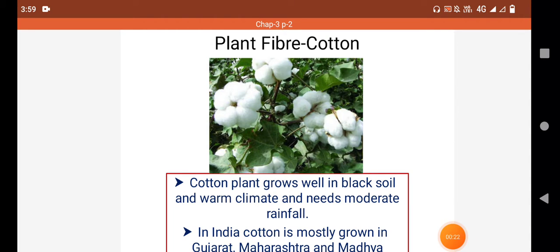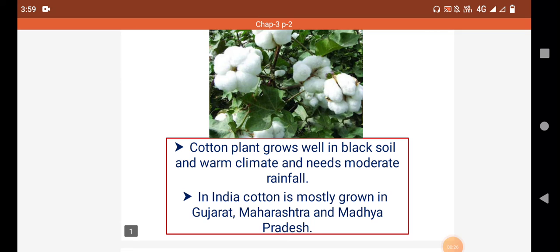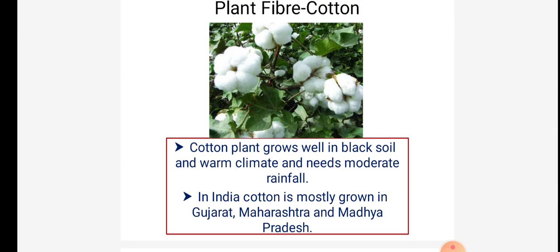So, first we will discuss plant fiber cotton. Cotton plant grows well in black soil and warm climate and needs moderate rainfall. In India, cotton is mostly grown in Gujarat, Maharashtra and Madhya Pradesh.